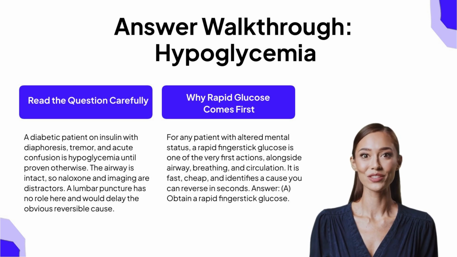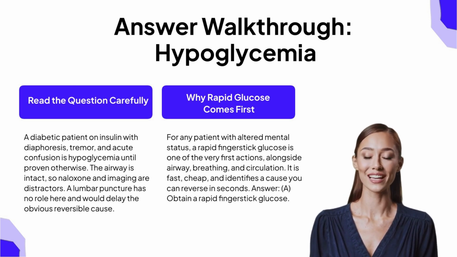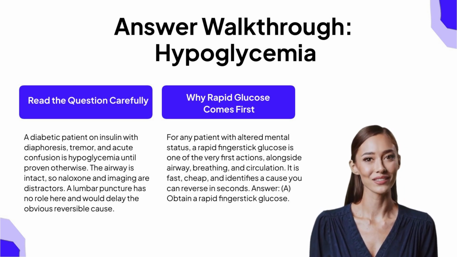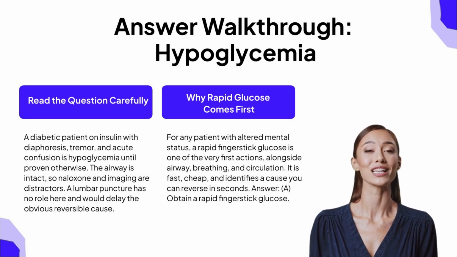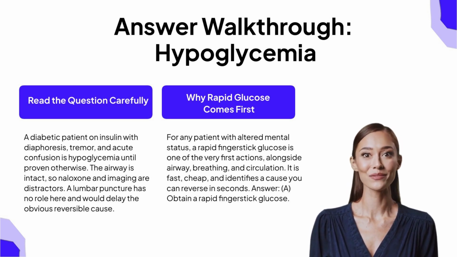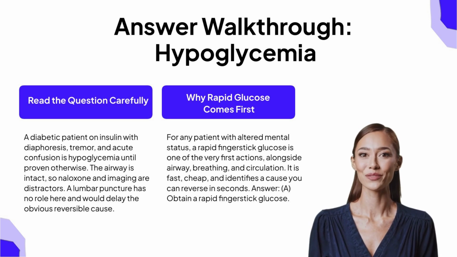Because for any patient with altered mental status, a rapid fingerstick glucose is one of the very first actions, right alongside airway, breathing, and circulation. It is fast, it is cheap, and it identifies a cause you can reverse in seconds with dextrose. The correct answer is A. Obtain a rapid fingerstick glucose. Burn this into your memory. Glucose is checked early on every confused patient.